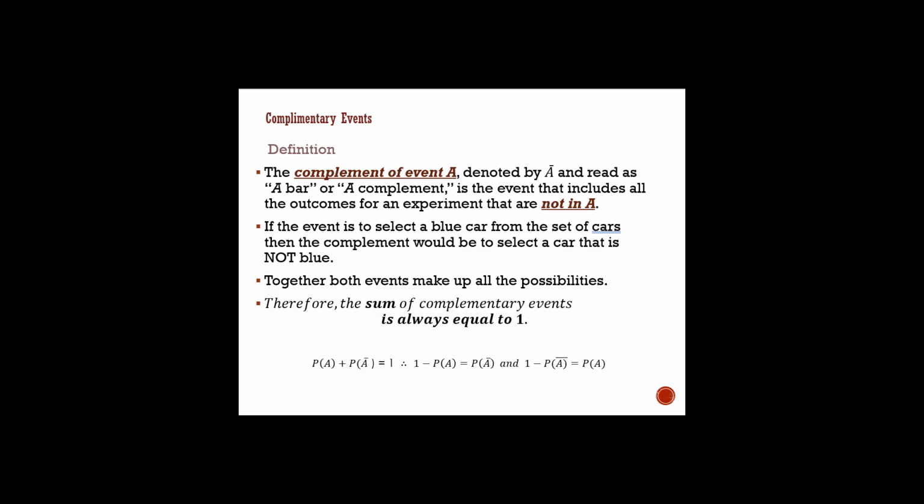So if we added A and A complement together, we would always get a probability of 1 because these events are complementary events. In other words, what that means is they will always sum up to equal 1. They include all possibilities. For example, if your event was to select a blue car from a set of cars, the complement of selecting a blue car would be to select a car that is not blue. So what are the possibilities? Well, either a blue car or a not blue car. When I add up the probabilities for those, they would always equal the number 1. They are complementary events.